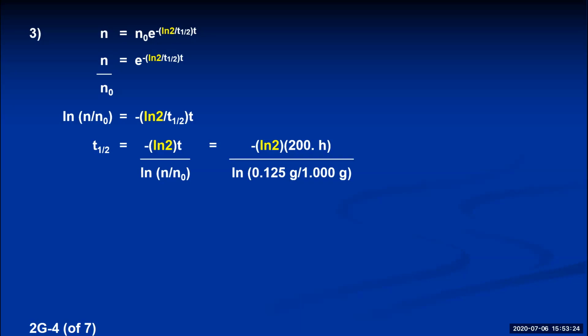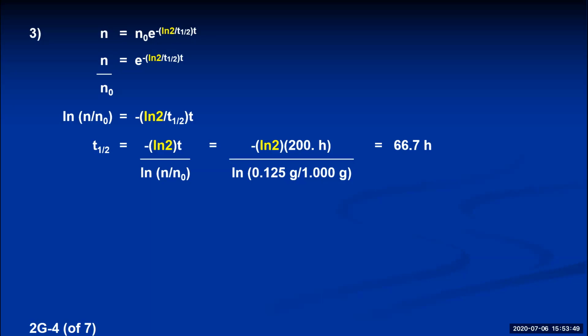The initial mass of the radioactive isotope was 1 gram, that goes in the denominator. And after the decay time, its mass is 0.125 grams. And so solving for this, we're going to get our half-life in hours of 66.7 hours as the half-life for the molybdenum-99.